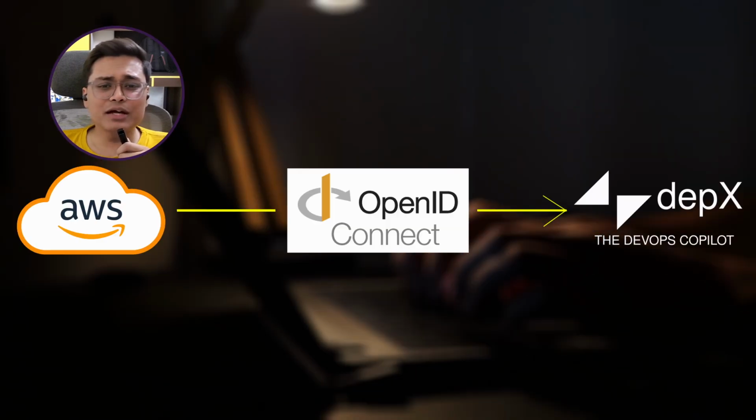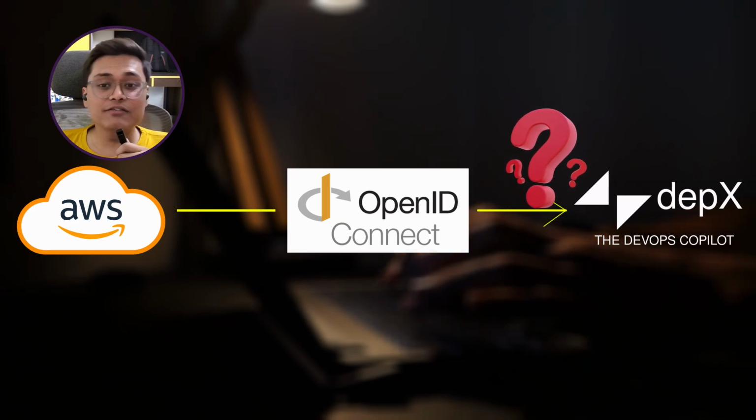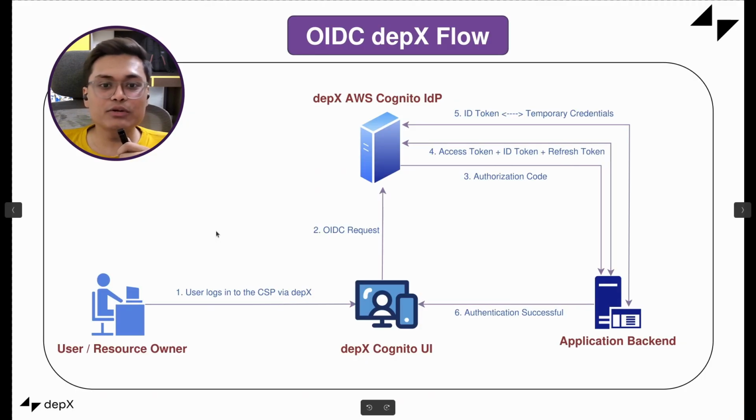Now let's take a look at how depX is using OIDC for its AWS integration. First, we'll look at the flow and then we'll jump into depX and see it in action. When a depX user initiates the AWS login, they get redirected to the Cognito login page. Once they log in using their Cognito credentials, the request gets redirected to the Cognito IDP.